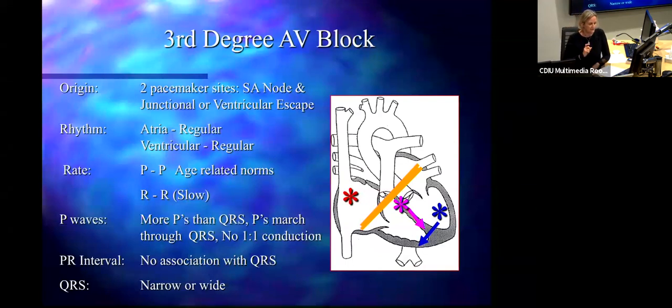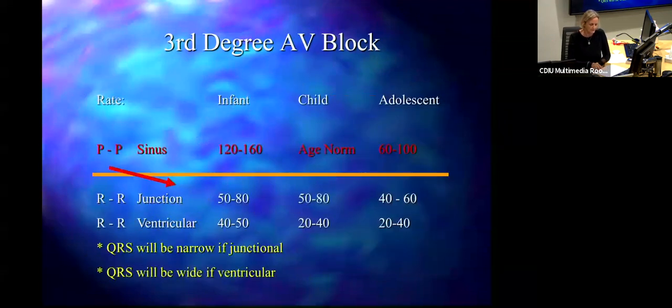And their PR interval, there will be no association. The P waves are just mapping out with themselves. Sometimes they get lost in the QRS. And the R waves are mapping out with themselves at a slower rate, but the two are not coordinated with each other. So it's asynchronous, disassociated P waves from the QRSs.